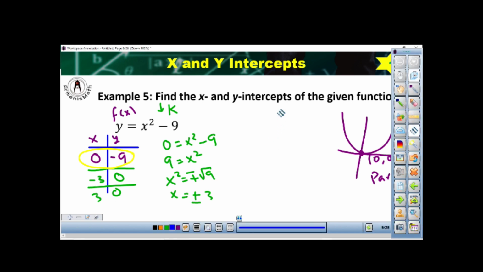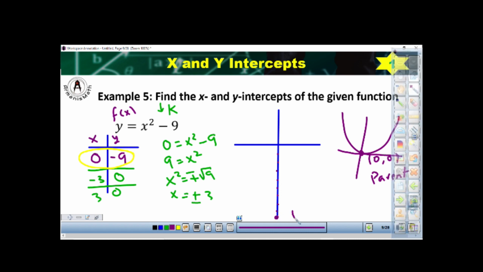Because I'm going all the way to -9, I'll give myself more room here on the negative y-axis. So this guy's going 1 and 2 and 3 and 4 and 5 and 6 and 7 and 8 and 9. Down here is -9. Woohoo! (0, -9), which happens to be my y-intercept. Okay, now how about 1 and 2 and 3, and -3?